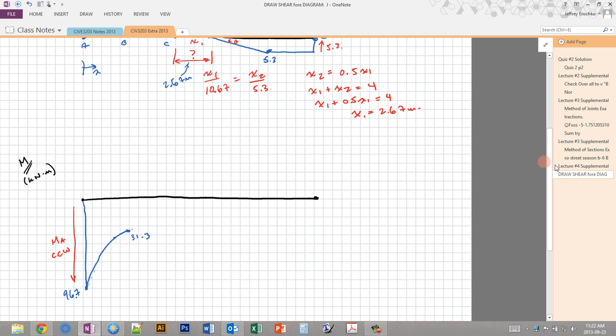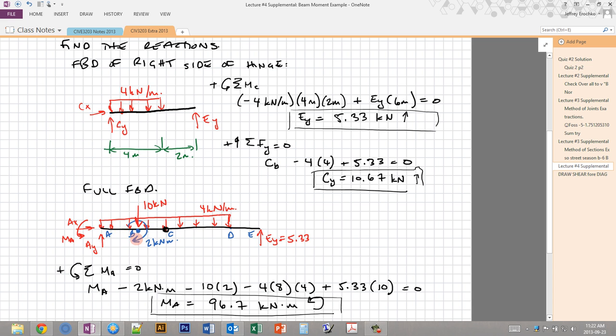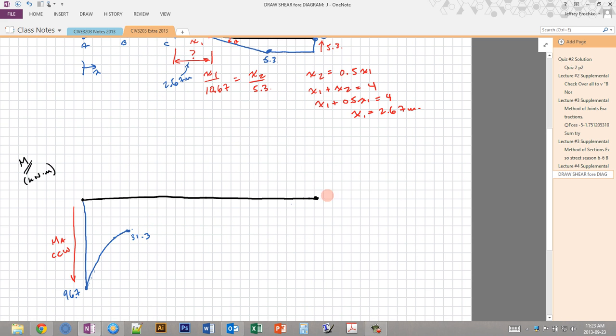Now at point B, we have a point moment, and this is a clockwise point moment. And a clockwise point moment moves us up on the moment diagram. So it ends up with a shift up. And here I'm going to exaggerate it a little bit because it's quite small. We have a shift up of 2 kilonewton meters, which is the value of the point moment, and that brings us to 29.3. So here we have a shift up of 2 kilonewton meters, and that's because that's clockwise, so that goes up.